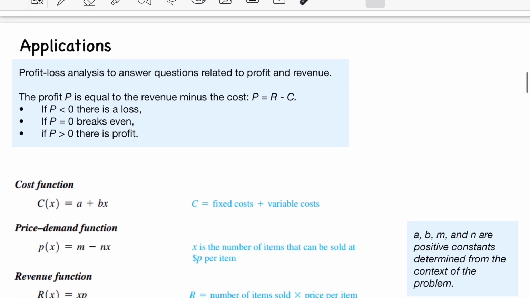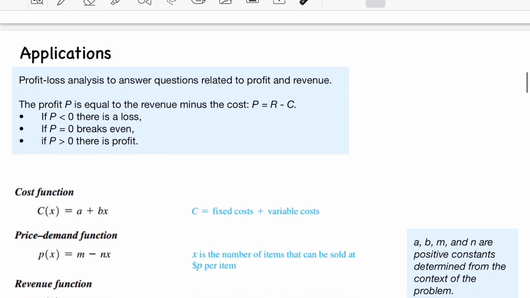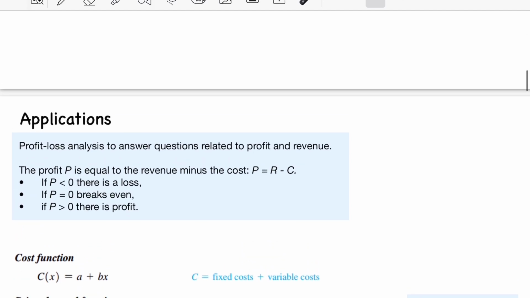All right, so we'll look at a few applications in this text. And the first one, we'll be looking at this profit loss analysis, which will help us answer questions related to profit and revenue. So our equation here, this P is equal to R minus C. P represents the profit, R is the revenue, and C is the cost. So this is pretty straightforward. If P is less than 0, then we have a loss. If P is equal to 0, then we'll break even. And if P is greater than 0, then we do have a profit.